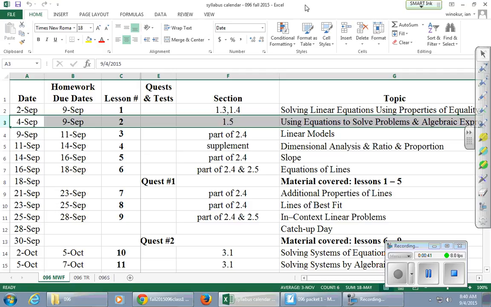So the first assignment typically would be due today. Homework is always going to be due the very next class, but these first two assignments, I'm giving you some extra time here. So September the 9th, which is Wednesday coming up, that's when the first homework assignments are due in My Math Lab, okay? All right, so I think that's good there.